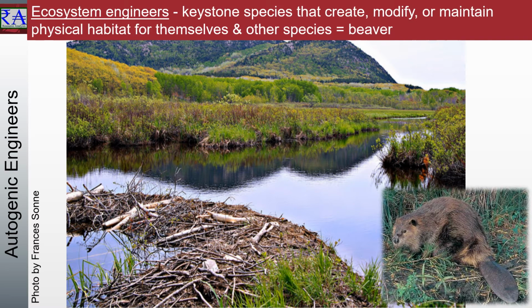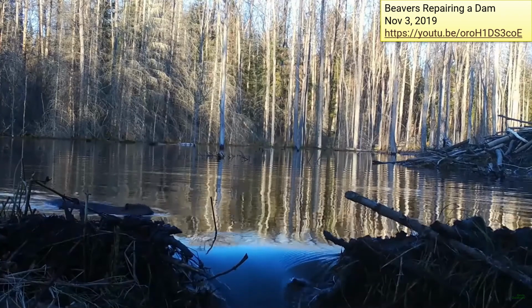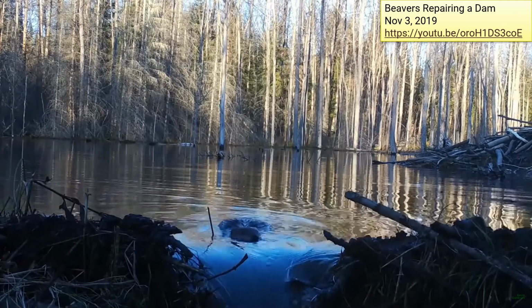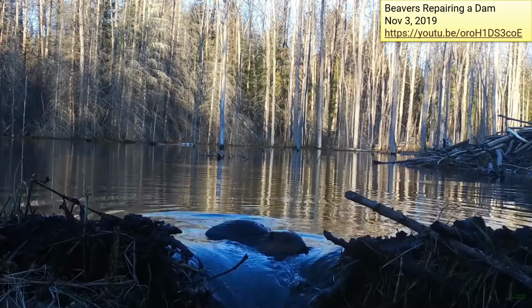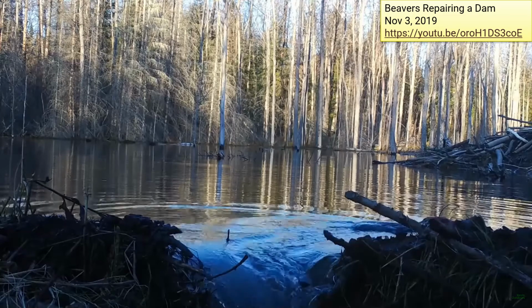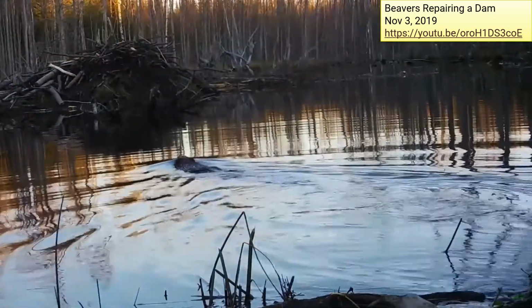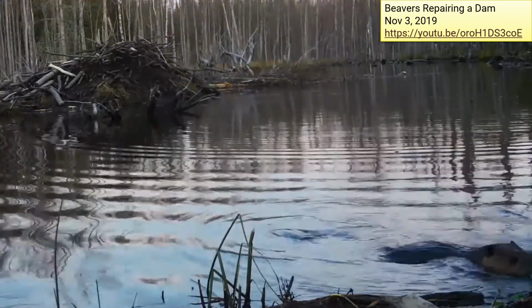These autogenic engineers are defined as species that modify the environment by mechanically changing living or non-living materials. Allogenic engineers change the environment by transforming living or non-living materials from one physical state to another, via mechanical or other means. Keystone species as ecosystem engineers may affect ecosystem processes, such as nutrient cycling, and thereby ecosystem functioning.